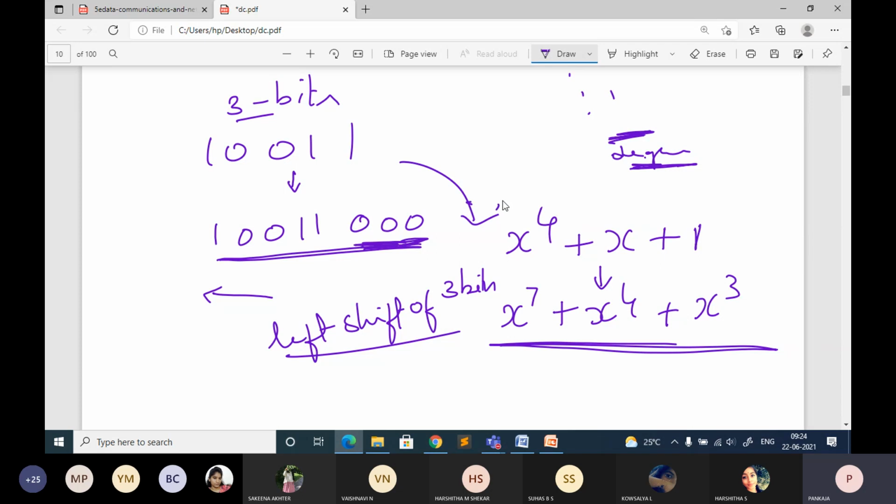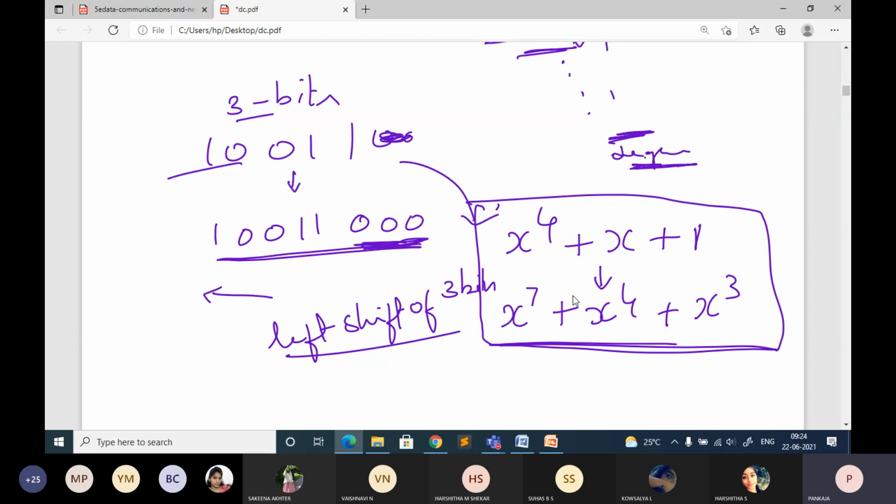Any doubt in this? Just focus on how shifting is done. It is not like the normal method. If I say left shift, just remove these 2 bits and add 0 here. So this is one important change you need to remember: when you are doing left shift, the degree of the polynomial is going to increase.